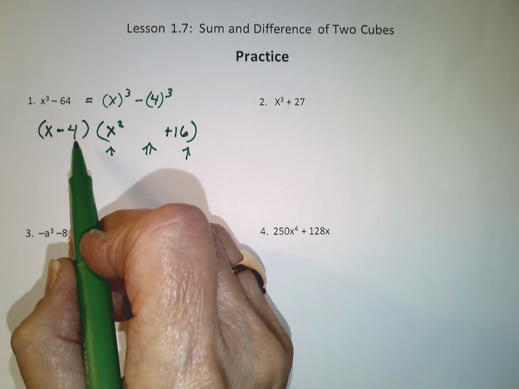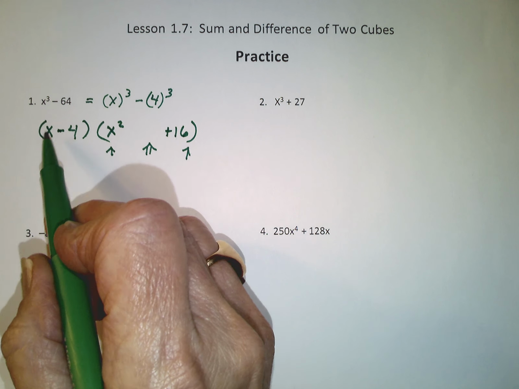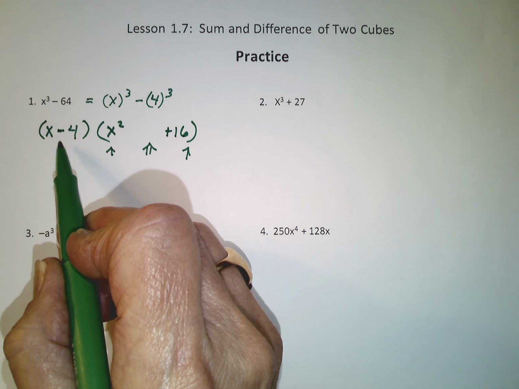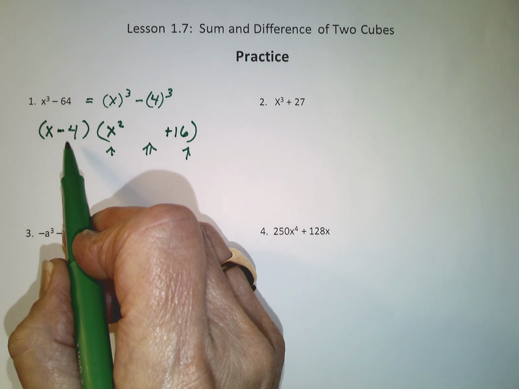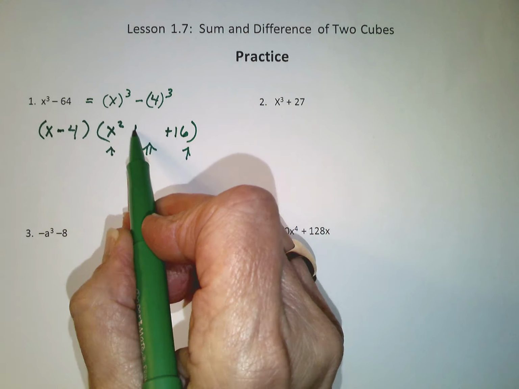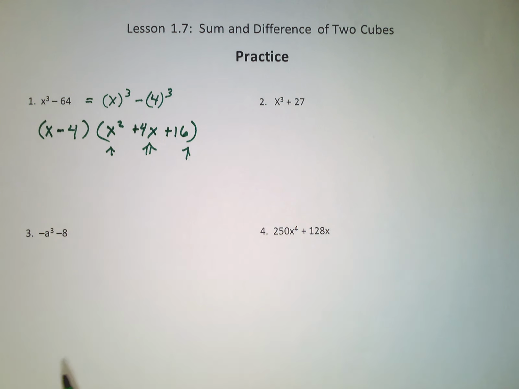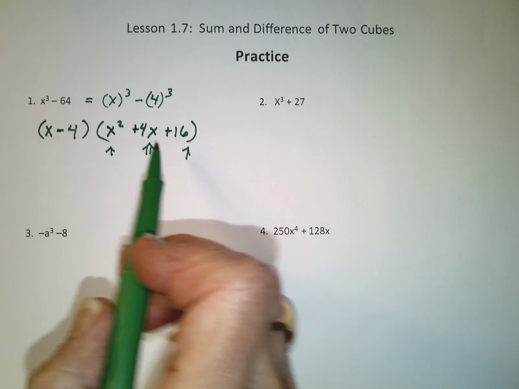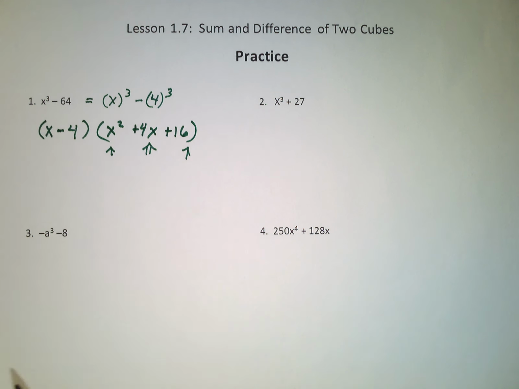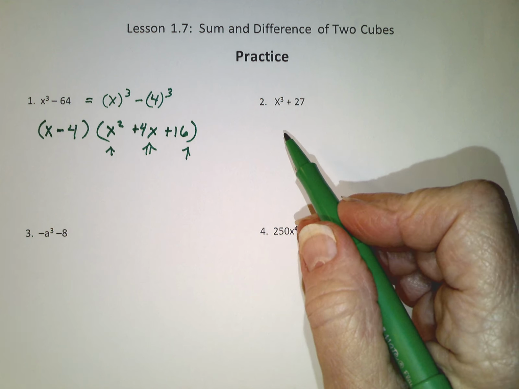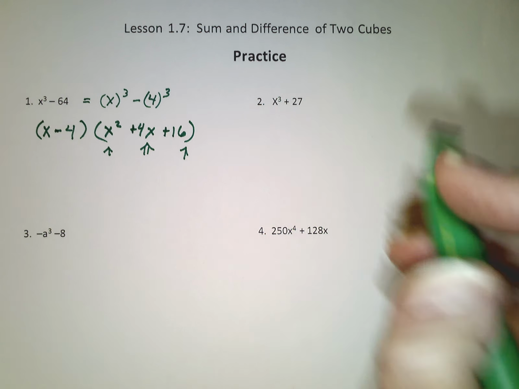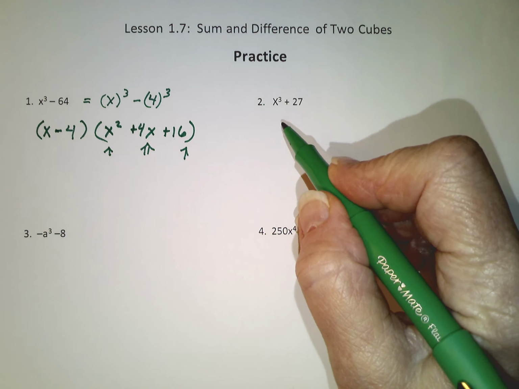And then for the middle term, we go back to the first factor, multiply these together, and change the sign. Well, these multiply out to negative 4x, but when we change the sign, it becomes a positive 4x. And that will be our factorization for the difference of these two cubes. Calculus has a lot of factorization, and they expect that you know these rules for the cubes.